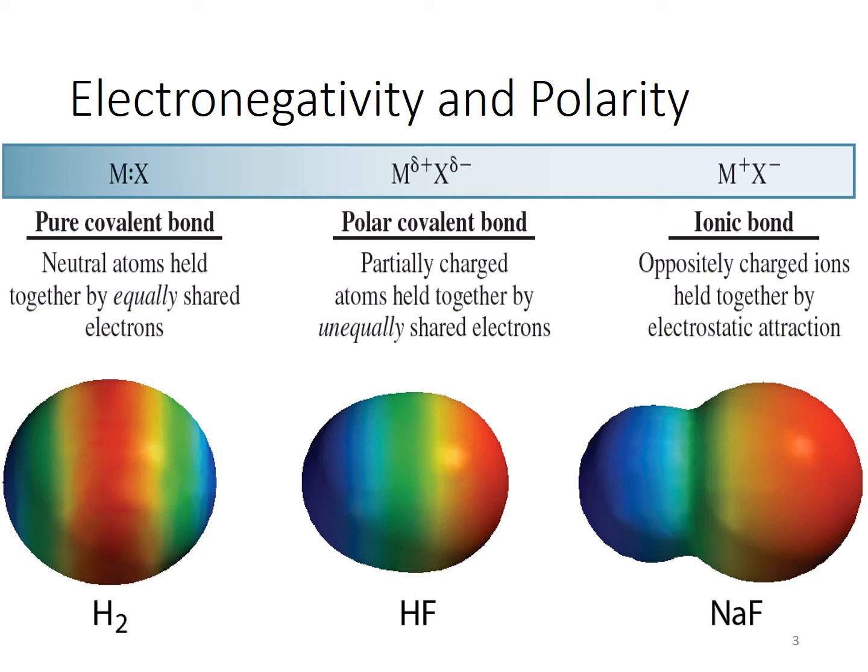Now there's some intermediate between these, however, right? So here's hydrogen fluoride, where there's actually still a partial negative charge on that fluorine and a partial positive charge on that hydrogen. There's an unequal sharing between that hydrogen and the fluorine. So it's not equal like H2, but it's not a total electron transfer like sodium fluoride. It's somewhere in between, and we call that a polar covalent bond.